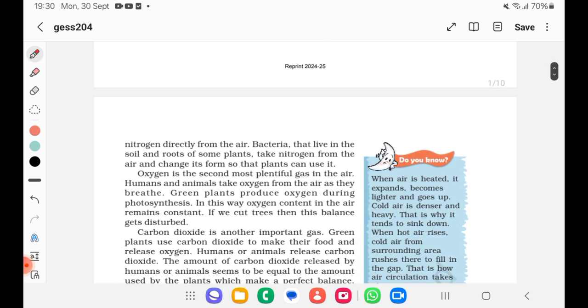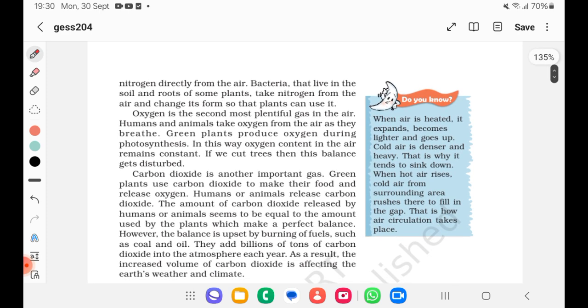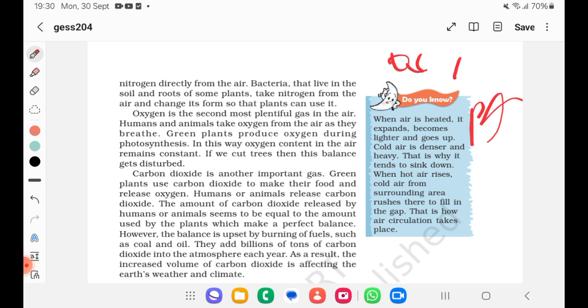Oxygen is the second most plentiful gas in the air. Humans and animals take oxygen from the air as they breathe. Green plants produce oxygen during photosynthesis. In this way, the oxygen content in the air remains constant. If we cut trees, then this balance gets disturbed. Animals need oxygen and plants give oxygen. If you cut the plants, from where will you get the oxygen that animals need? That is where the balance gets disturbed.